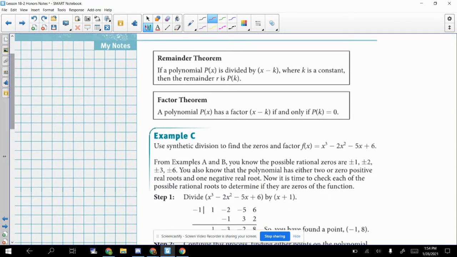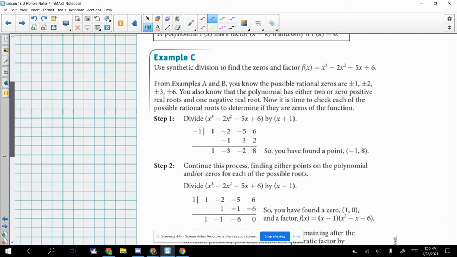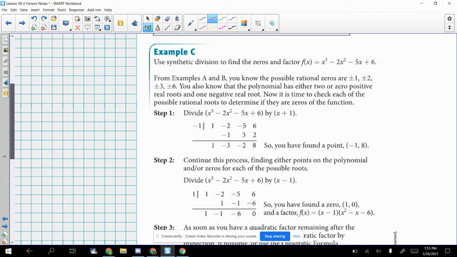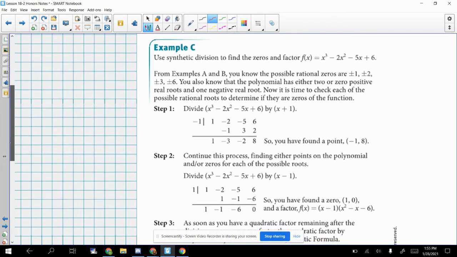So, remainder theorem says that if a polynomial p of x is divided by x minus k, where k is a constant, then the remainder r is p of k. So we're going to be using some division for the remainder theorem. And then factor theorem says a polynomial p of x has a factor x minus k if and only if p of k equals 0. Okay, so let me just walk you through these two examples and then we will do one together.